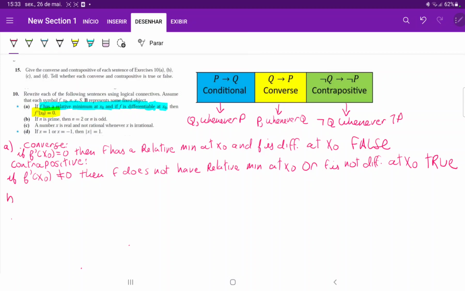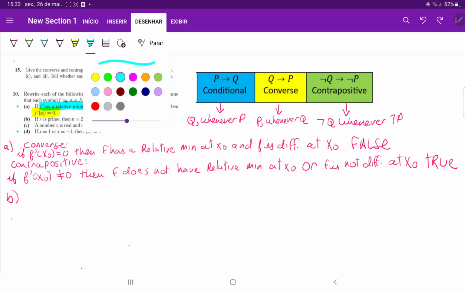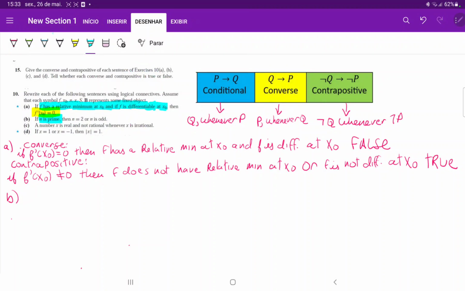All right, let's do B. We do have to identify our P and our Q. Our P is n is prime. And our Q is n equals 2 or n is odd. We're going to first do the converse, where we're switching things up. So for the converse, we're going to do if n equals 2 or n is odd, then n is prime.